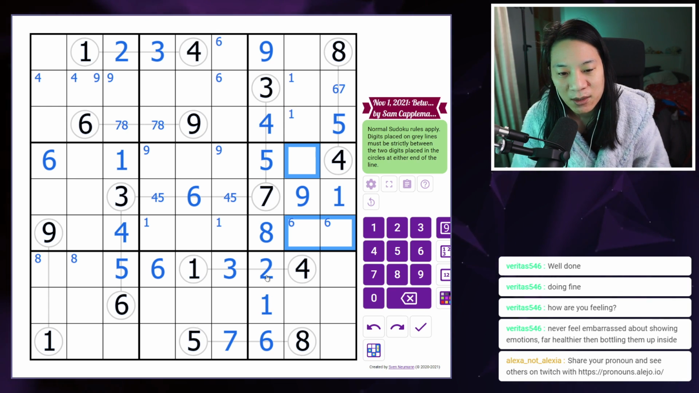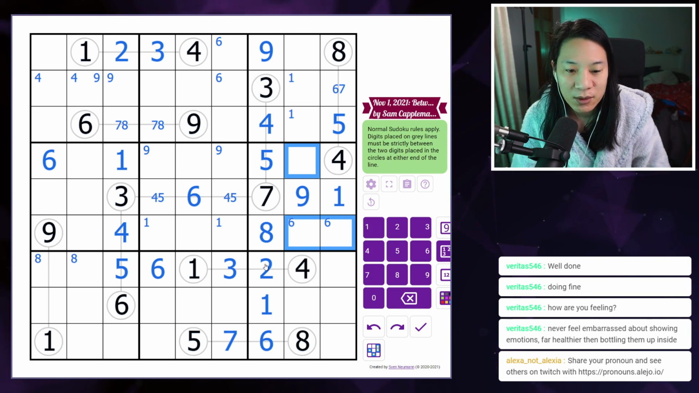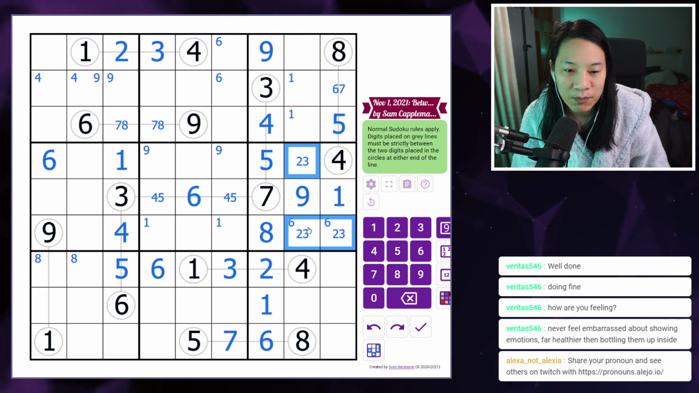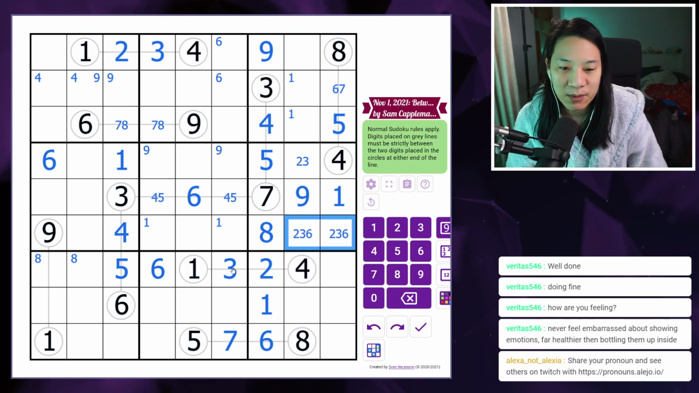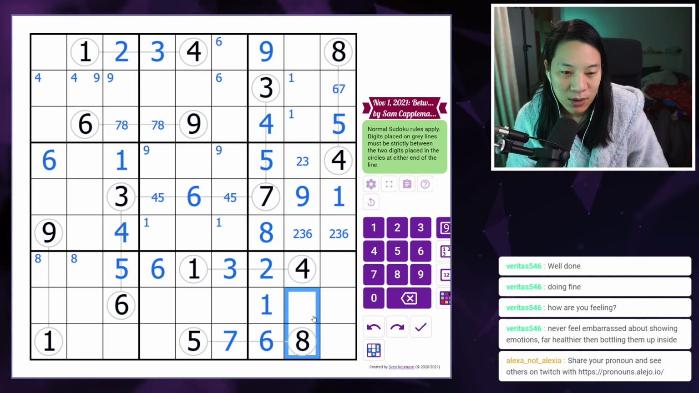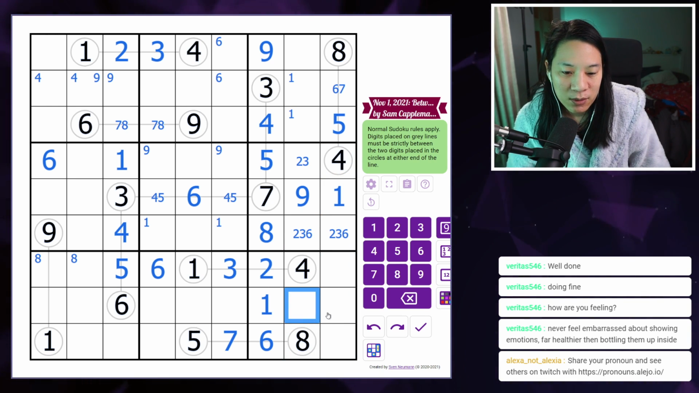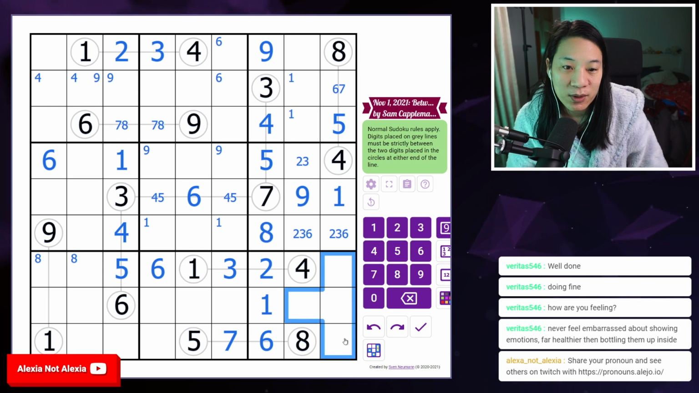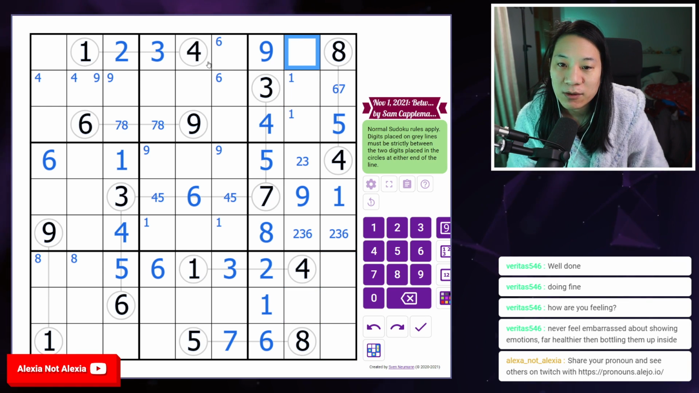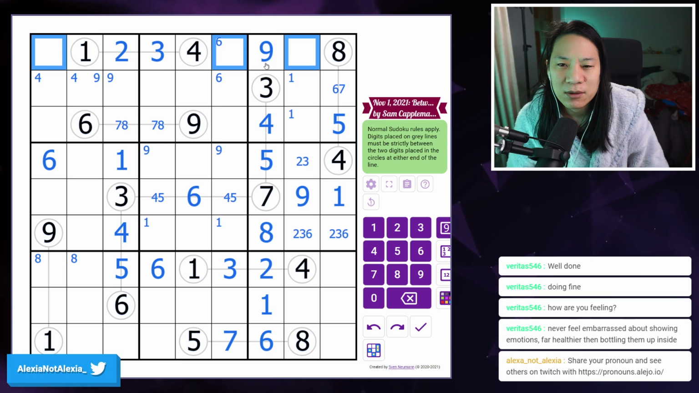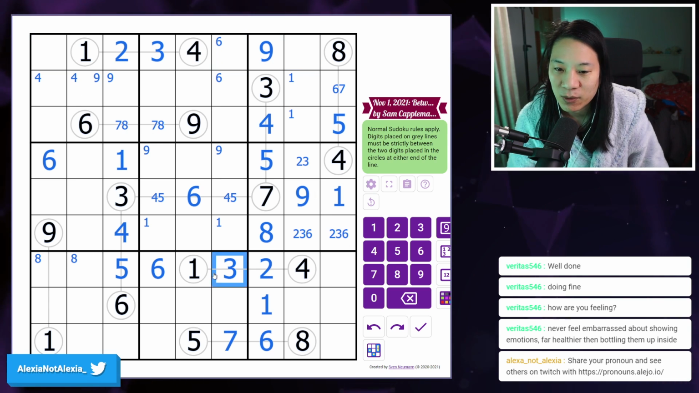Why can't I figure out what these are? 2, 3, and 6. There we go. So 2 and 3 are remaining. So why don't I do a center pencil marking for those? 4, 8, 1. Oh, God damn it. We don't have what this number is, do we? 6, 7, 6, 7, and 5. 5, 6, 7. No, that's not useful.